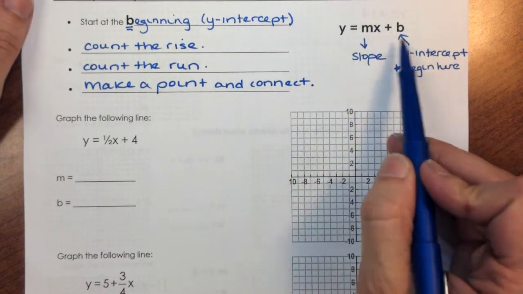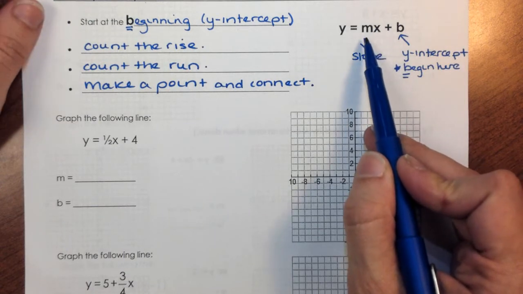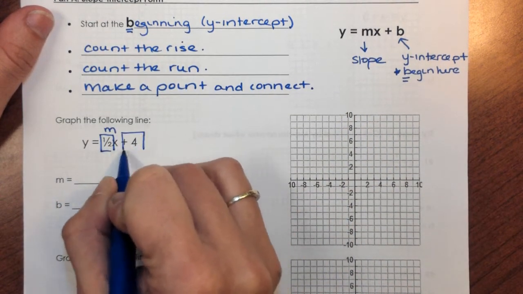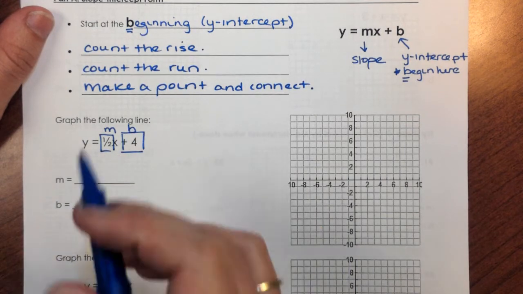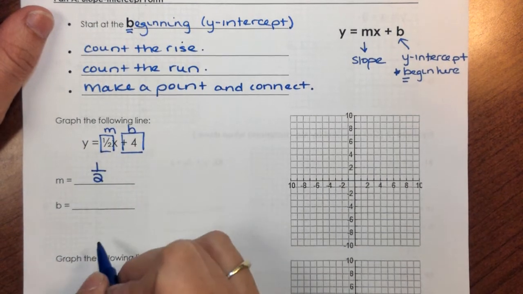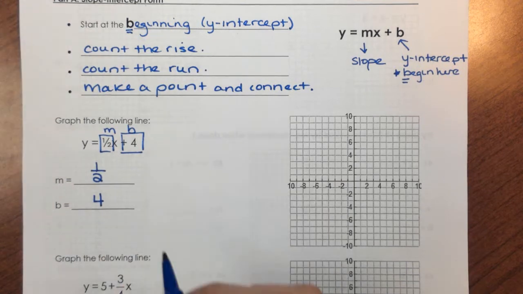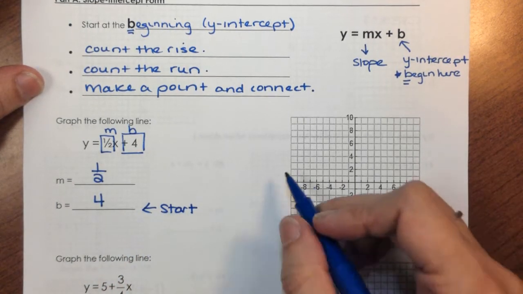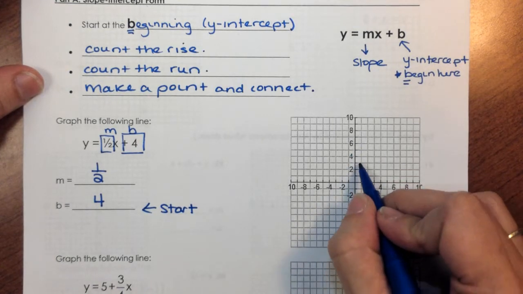So if I follow my slope-intercept form, I know that the number next to the x is going to be my slope. And I know the number by itself is going to be the intercept. So this is slope of 1/2 and intercept of 4. I always start at the beginning. I start with b. So I'm going to go to the y-axis, and I'm going to make a point at 4.